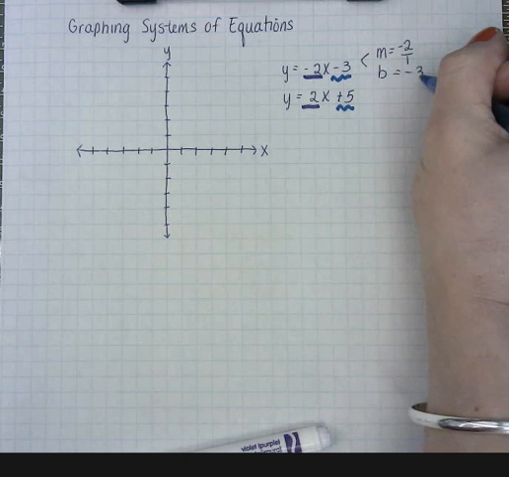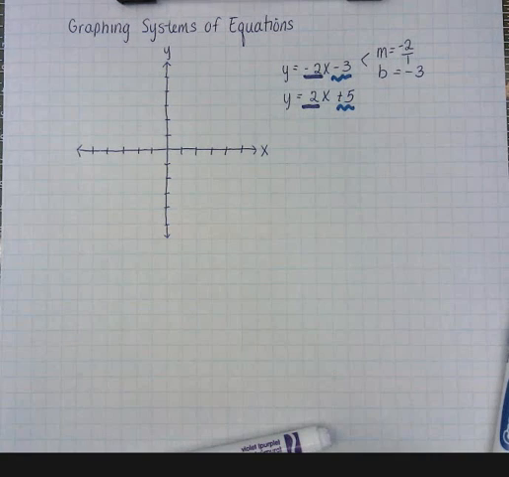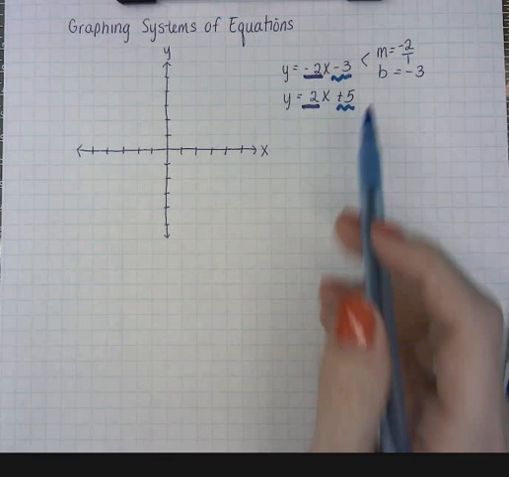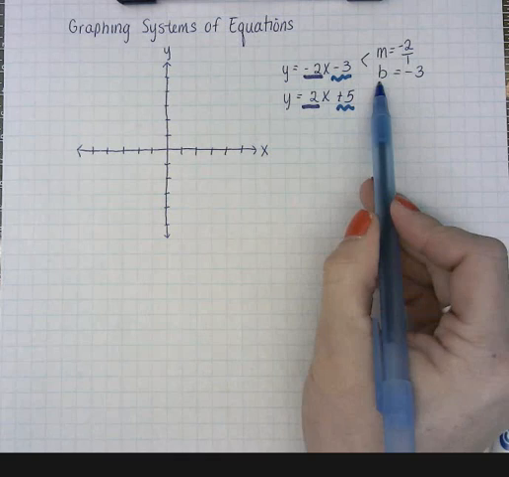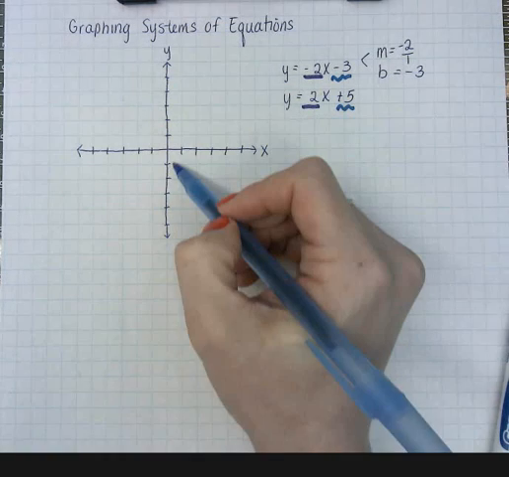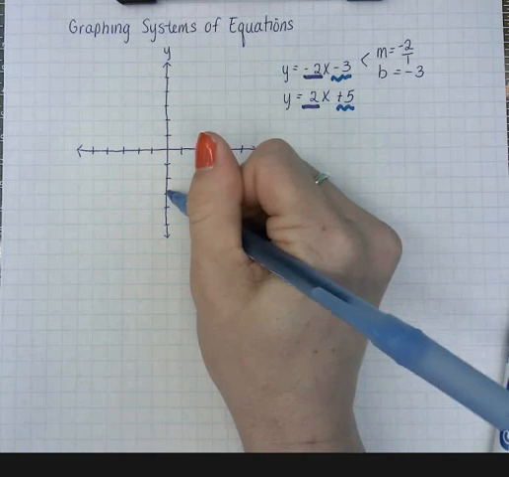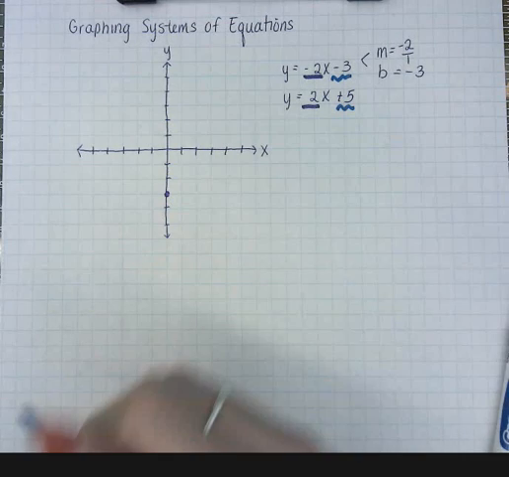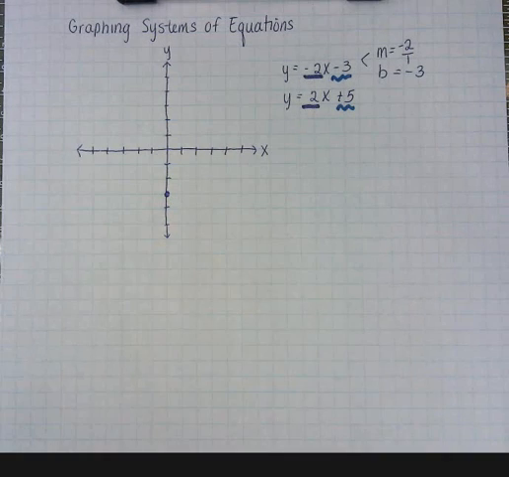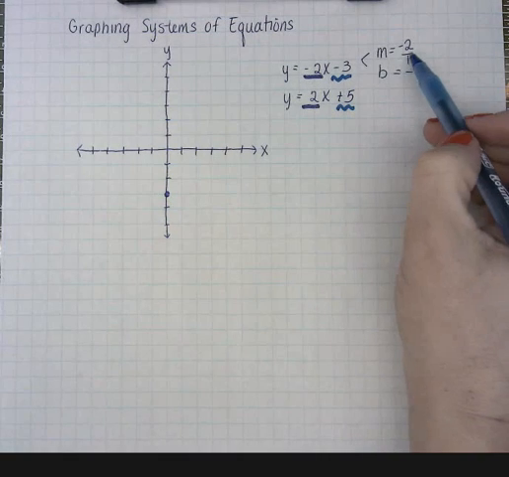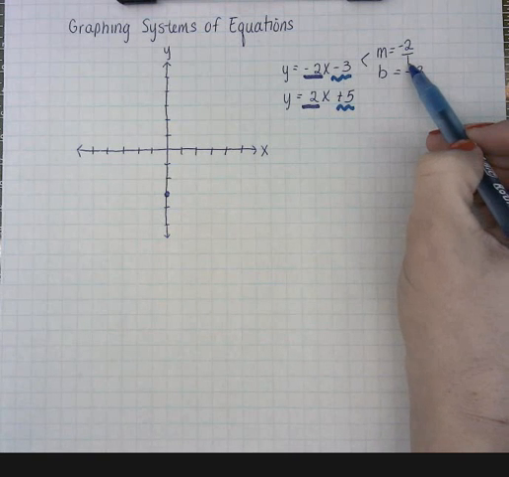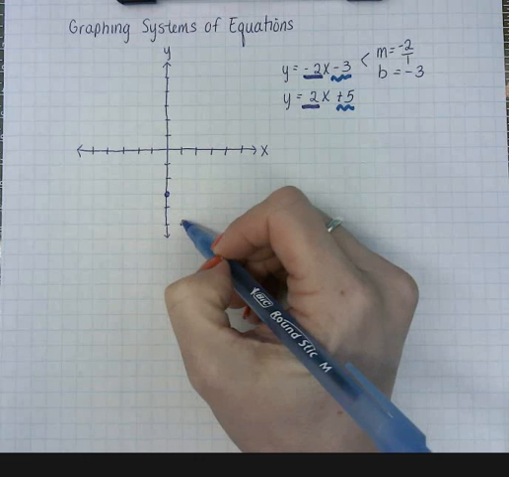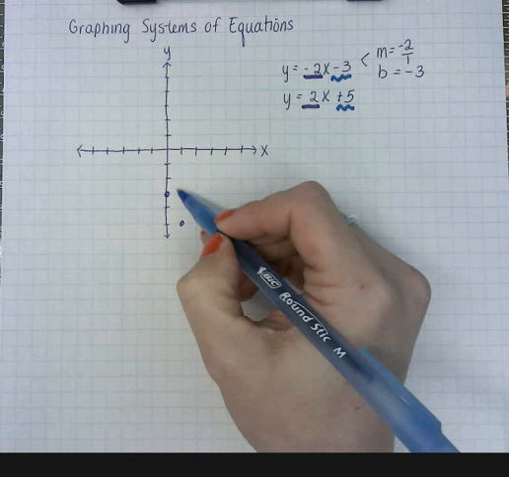So remember, you're going to start with your y-intercept, which is -3. So we're going to go ahead and find -3 on the y-axis, which is right here. Then we're going to move according to our slope. Now our slope of -2 over 1 tells us to go down 2 and right 1. So I go down 2 and right 1. And then if we can't go any further down 2 and right 1, we're going to do the opposite, which is up 2 and left 1.